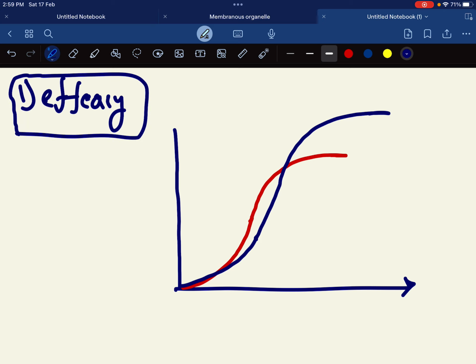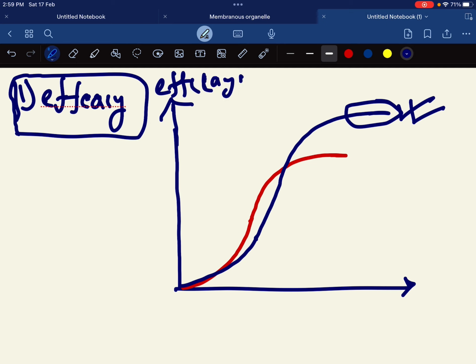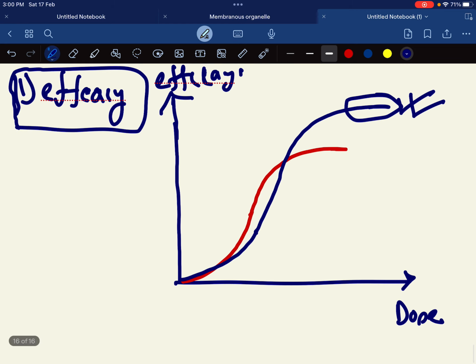That means which one is more responsive? You may realize that this drug is more efficient, is more responsive for the patient. So this blue drug has more efficacy, because efficacy is plotted on this axis and this is dose. So the fact we got is efficacy.